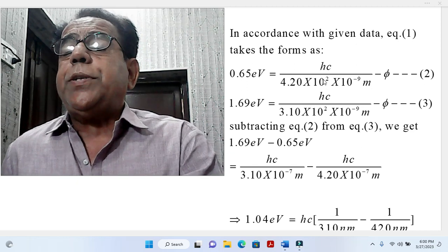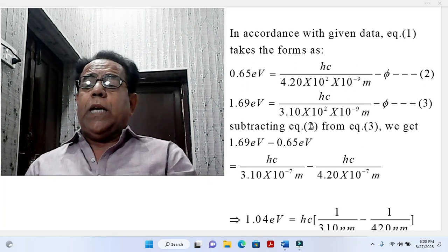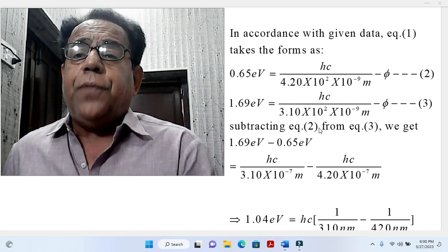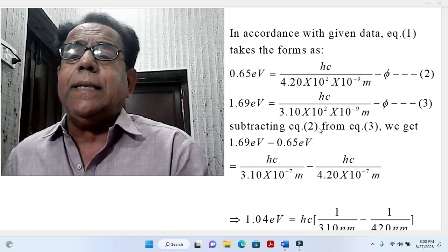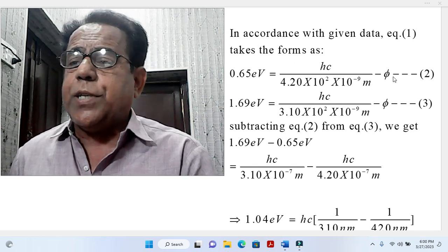So from equation number 1 we have got two further equations by using those four values. First two values in equation number 1 and then second two values in equation number 1. So we have got equation number 2 and 3.